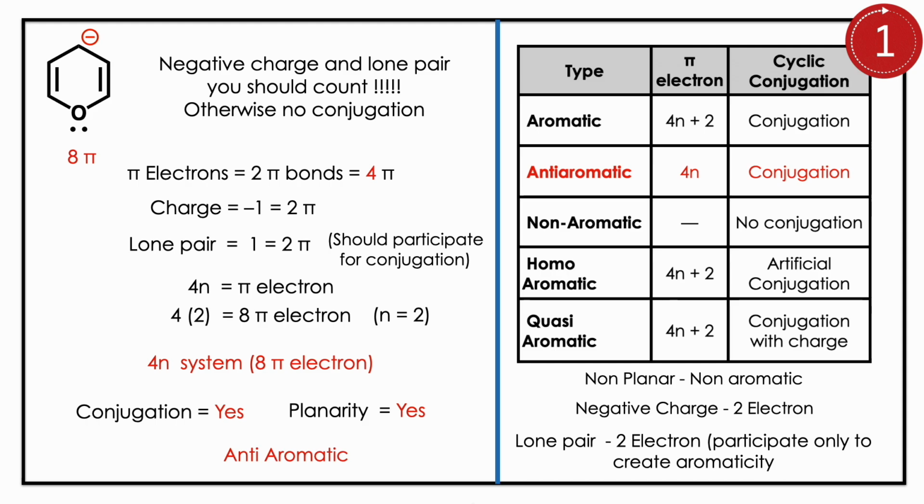Lone pair definitely participates to create the conjugation. So it is also 2 pi electrons. So it is a 4n system with 8 pi electrons where n equals 2. It is conjugated because the lone pair and anion help the conjugation. Planarity is definitely there. So 4n system, conjugated, planar, means it's an anti-aromatic compound.